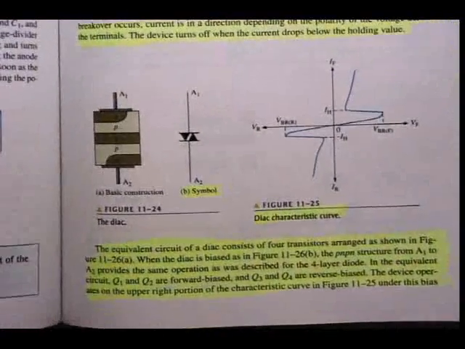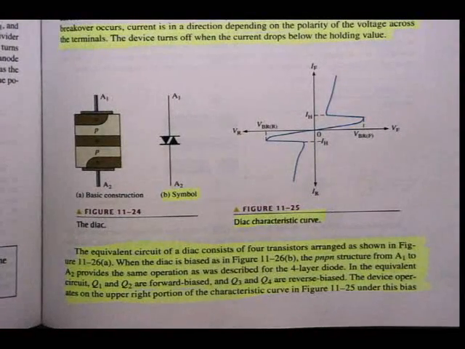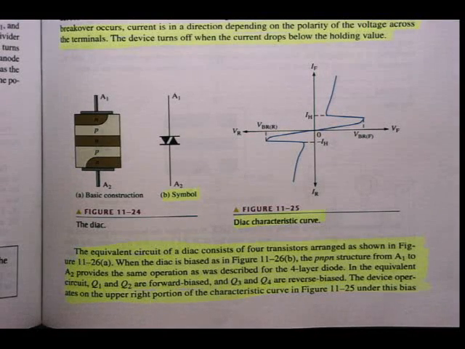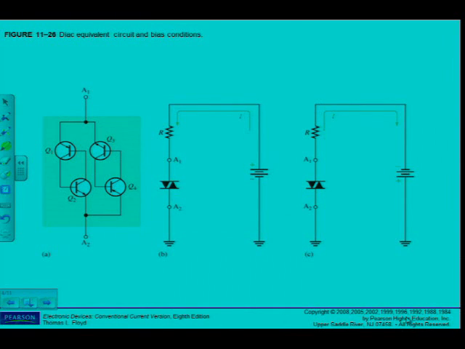The equivalent circuit, remember we've discussed the equivalent circuit in the other devices as well, consists of 4 transistors arranged as shown in figure 11-26A. There they are. And we can see there that when the diode is biased as in 11-26B, the PNPN structure from A1 to A2 provides the same operation as was described for the 4-layer diode. In the equivalent circuit, Q1 and Q2 are forward biased, and you can see here, for this section, Q1 and Q2 forward biased, Q3 and Q4 are reverse biased. The device operates on the upper right-hand portion, remember the same as the normal 4-layer diode that we've discussed, of the characteristic curve in figure 11-25 under these bias conditions.